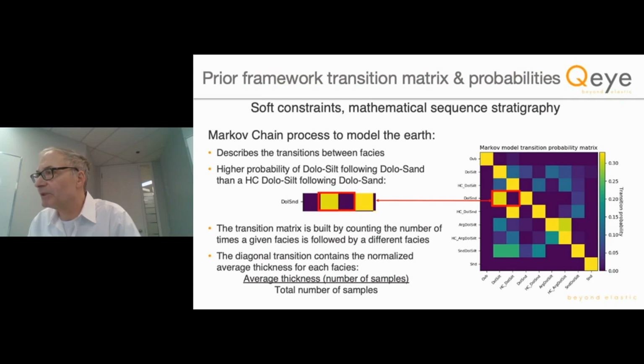It captures the probability of something following another facies, and the transition matrix is built by counting the number of times a given facies is followed by a different facies. As a result, the diagonal contains the normalized average thickness of each facies. So that's how the ordering and the relationships and the probabilities are built into the DPI engine.